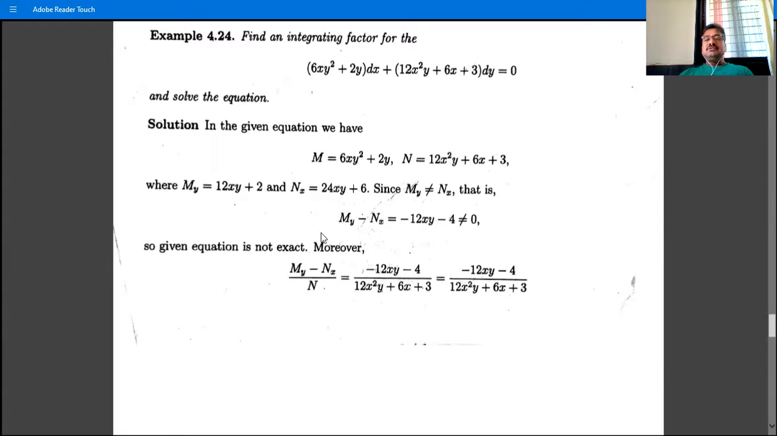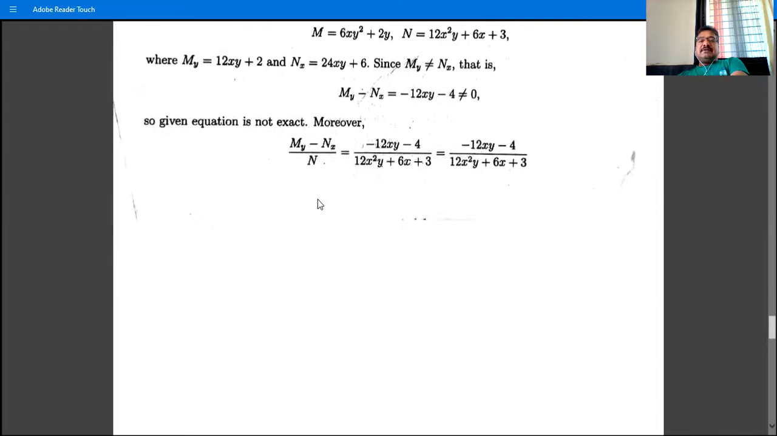And now we have to find the integrating factor by using one of the rules. And then My minus Nx is what? Subtraction: 12xy minus 24xy becomes minus 12xy. 2 minus 6 becomes minus 4. And if you find Nx minus My, then it is plus 12xy plus 4. And so the given differential equation is not exact.